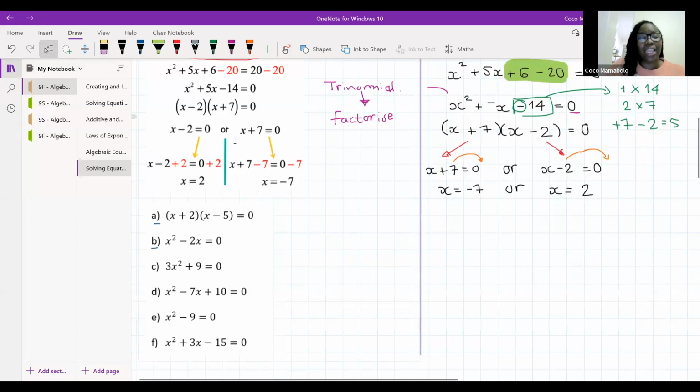The point is maths is the same everywhere. I want us to look at question A quickly.